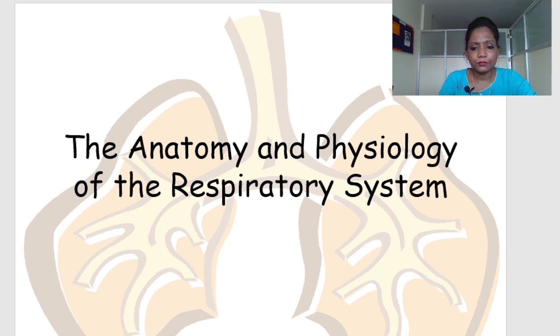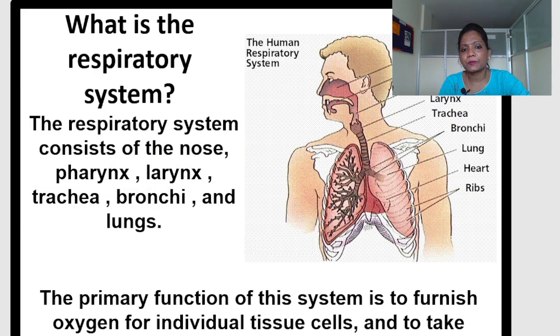So what is the respiratory system exactly, what is it doing, and what are the parts of the respiratory system we are going to discuss. The respiratory system consists of, you can see in the image, nose, pharynx, larynx, trachea, bronchi and lungs. These are the parts of the respiratory system. This is for 2 marks questions also. What are the parts of the respiratory system? Nose, pharynx, larynx, trachea, bronchi and lungs.